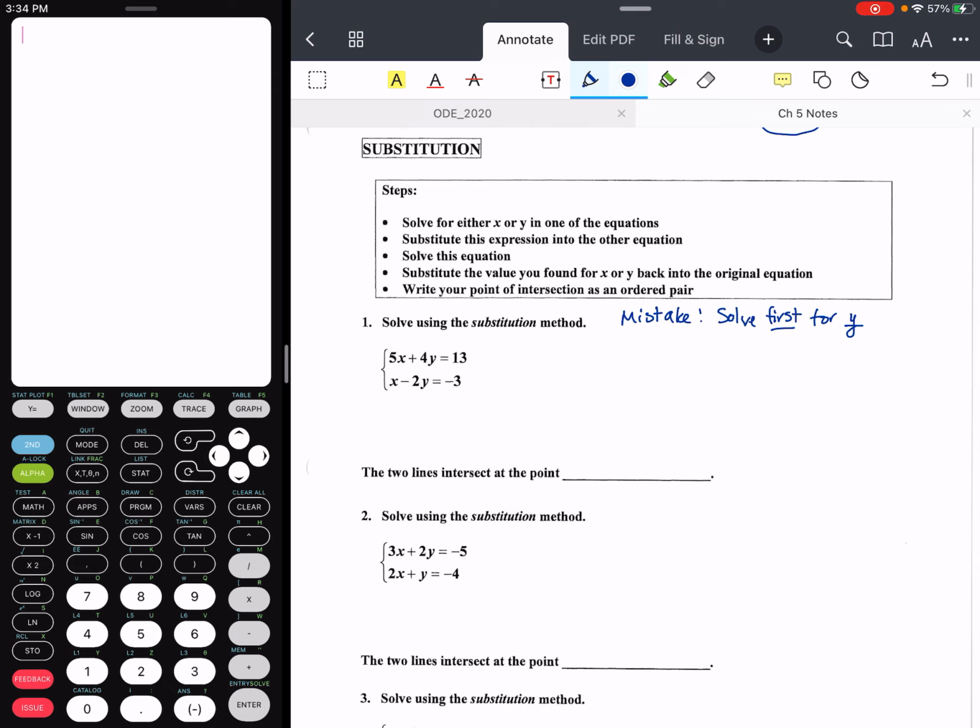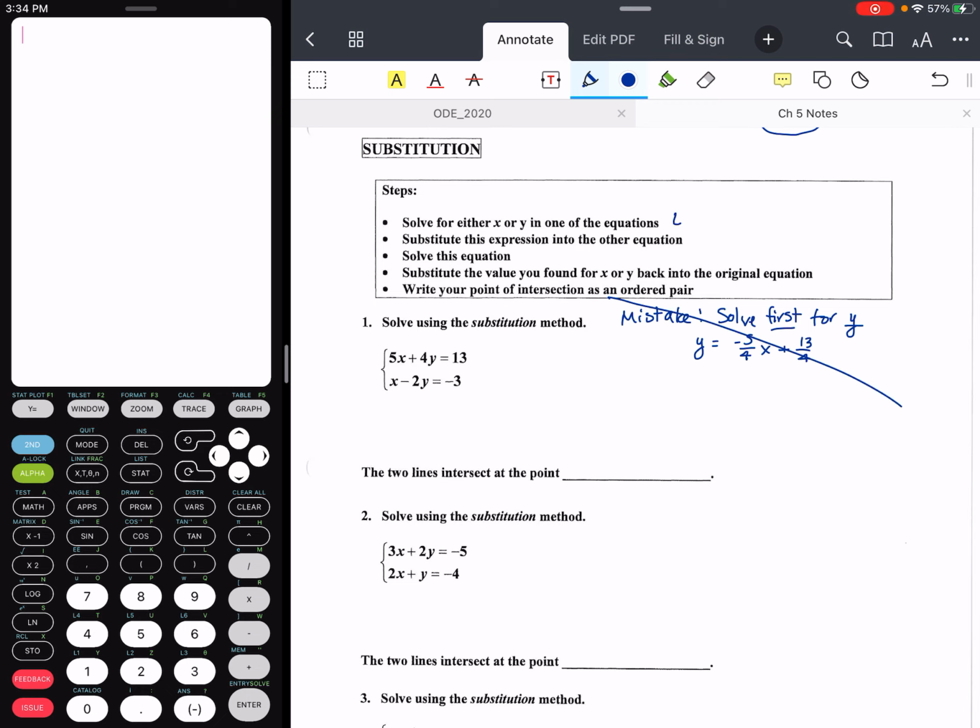So in this case, if we solve the first equation for y, you would subtract 5x from both sides and divide by 4, and you would have y equals negative 5 over 4 x plus 13 over 4. And then that's what you would have to substitute into the second equation. So where y is, you would replace y with that expression on the right. And you could do it and you could get the right answer, but you're dealing with all these weird fractions that you don't need to mess with. So there's an easier way. So don't do that. Don't make that mistake.